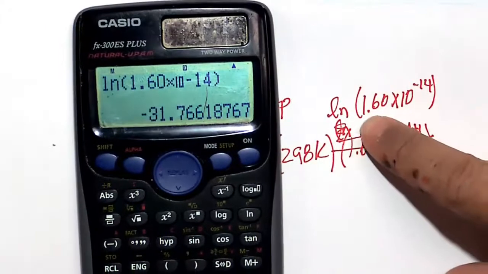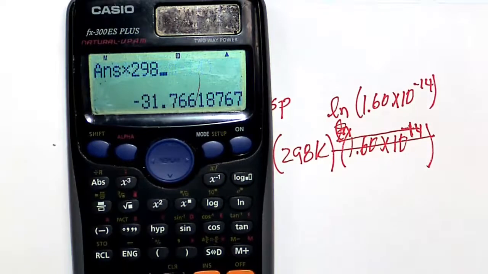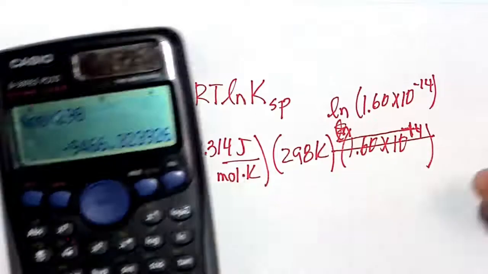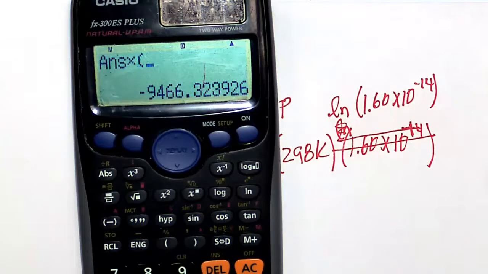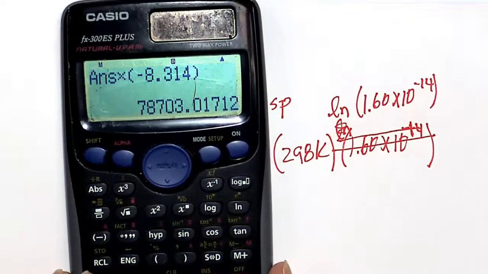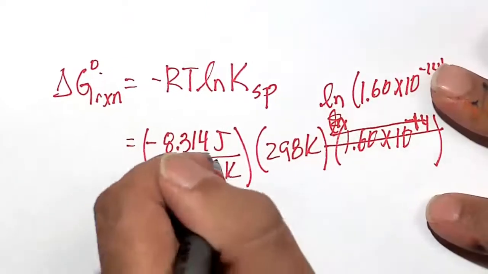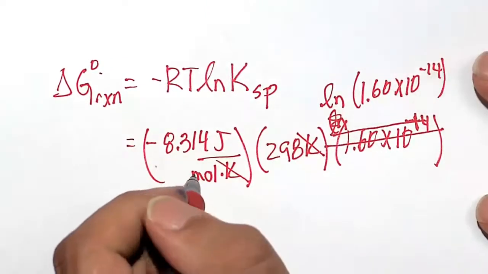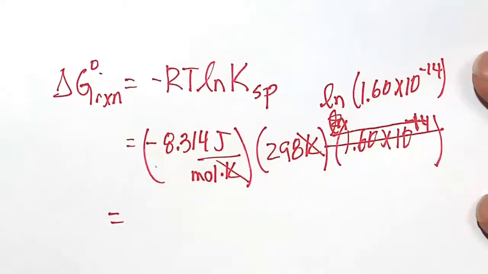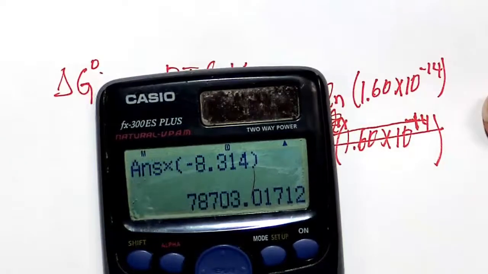So that minus, the natural log of this is a minus, we multiply it by 298, times minus 8.314, so it should be positive at the end. And we get positive 78,703 joules per mole. Now here you definitely want to put the units. The Kelvins cancel, and we're left with joules per mole. K has no units. So the answer here is 78,703 joules per mole.